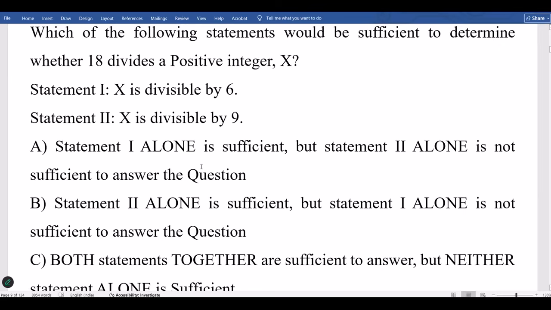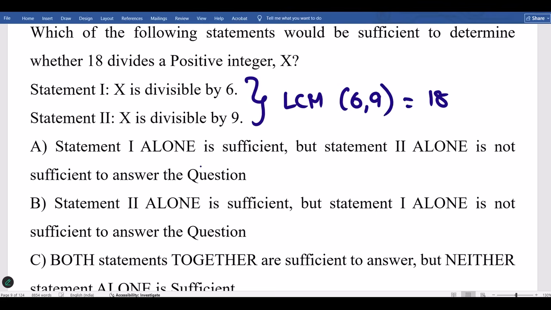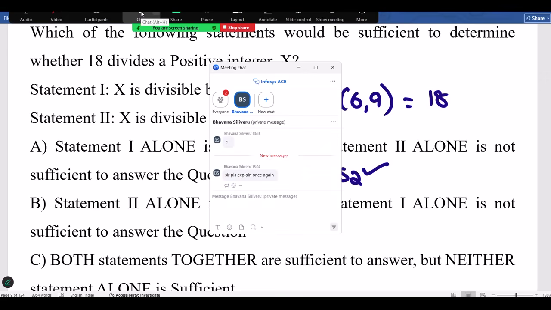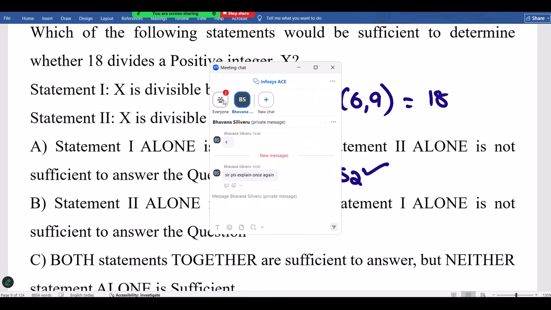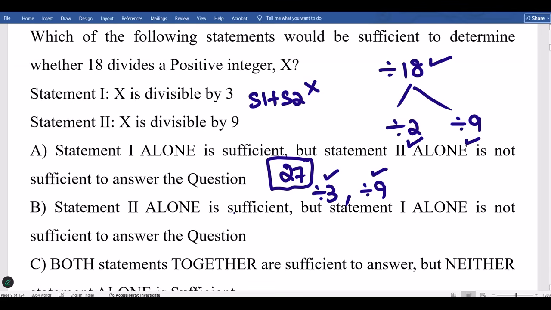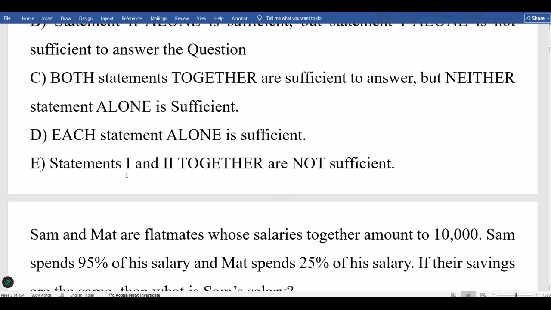Now this question: divisible by 6 and divisible by 9. So a number is divisible by 6 and divisible by 9. If a number is divisible by 6 and divisible by 9, it's divisible by 18. So both statements put together, okay. Both statements put together you can answer. Whereas previously, LCM of 3 and 9 is 9 only. If a number is divisible by 3 and divisible by 9, it's divisible by 9 only. I cannot say with 18. Data sufficiency, which data is required.